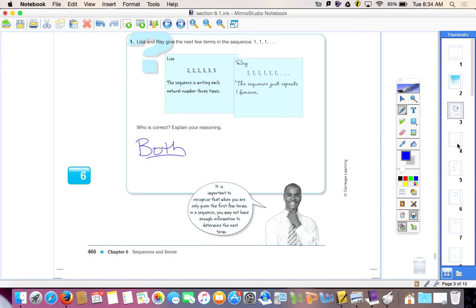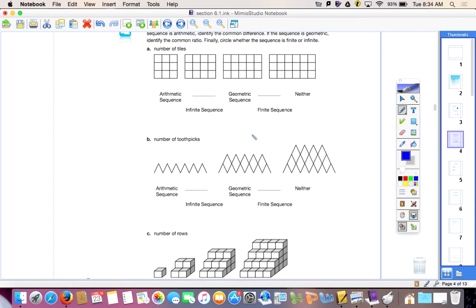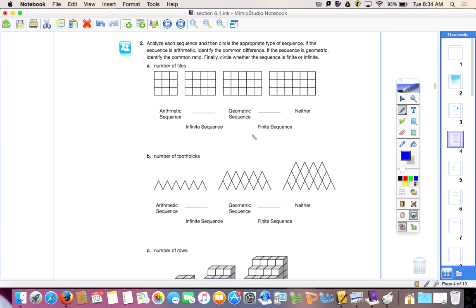So let's move on. Looking at this next one, we want to analyze each sequence and then circle the appropriate type of sequence. If the sequence is arithmetic, identify the common difference, and if the sequence is geometric, identify the common ratio. Finally, circle whether the sequence is infinite or finite. And so the very first thing you need to do is count the number of tiles. So go ahead and do that.